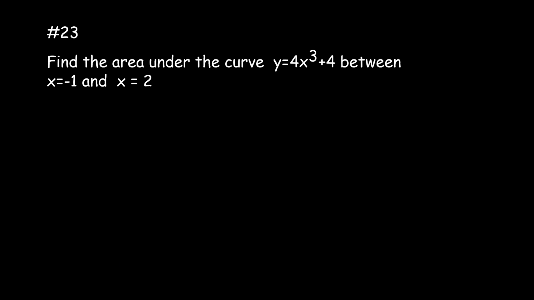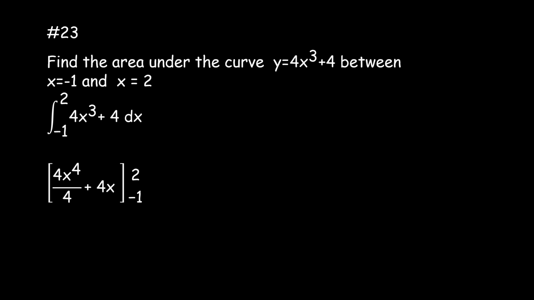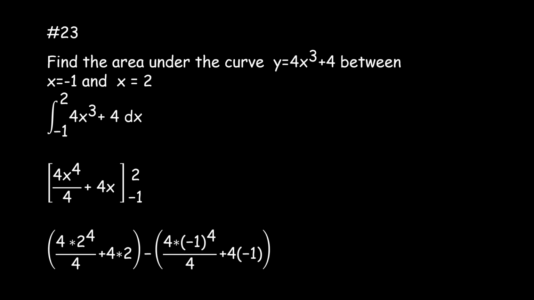We need to find the area under the curve y equals 4x cubed plus 4 between x equals negative 1 and x equals 2. So we're basically just integrating this from negative 1 to 2. We have the integral of 4x cubed plus 4. Again, we have the powers, which are 3 and 0. We add 1 to those and divide by the new powers, and we get 4x to the power 4 over 4 plus 4x. Substituting the limits, we should get this value right here, and when we work it out, our final result would be 27.